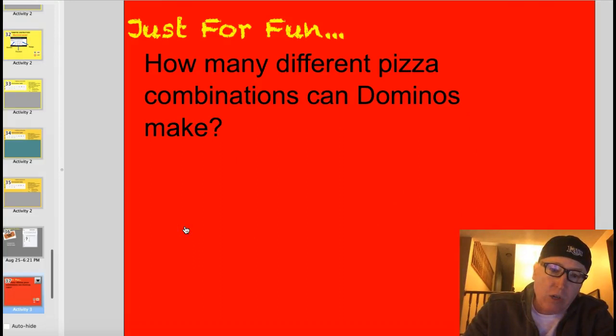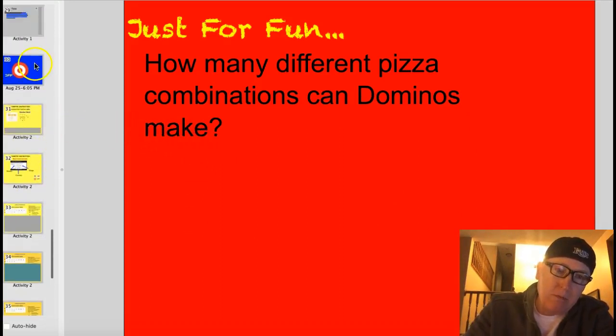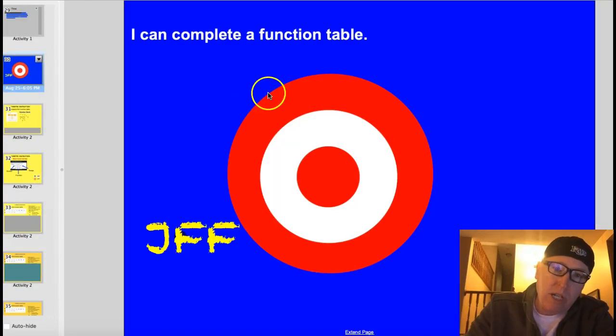Before we do that, let's take a look at our trivia question for the day. How many different pizza combinations can Domino's make? We'll be back with the answer to that after instruction. Tonight officially our target is I can complete a function table.